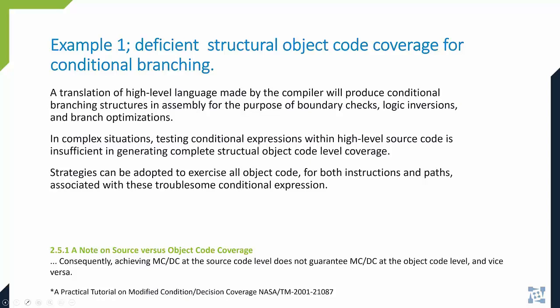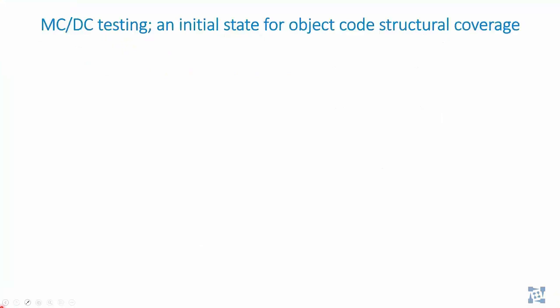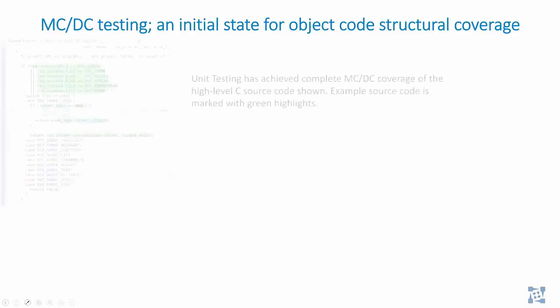And this is a note from the practical tutorial on modified condition decision coverage: MCDC achievements at source code level do not guarantee MCDC coverage at object level and vice versa. So I'm going to show first my testing interface and parameterized sets for high-level source.